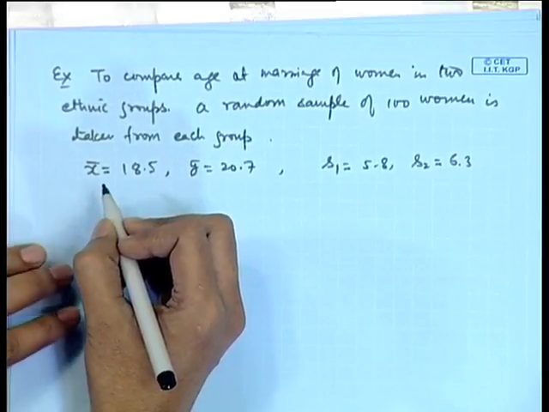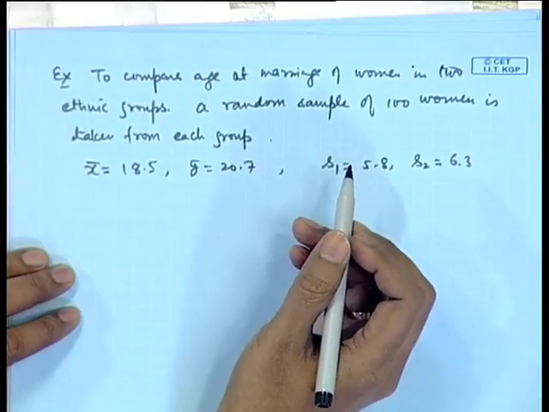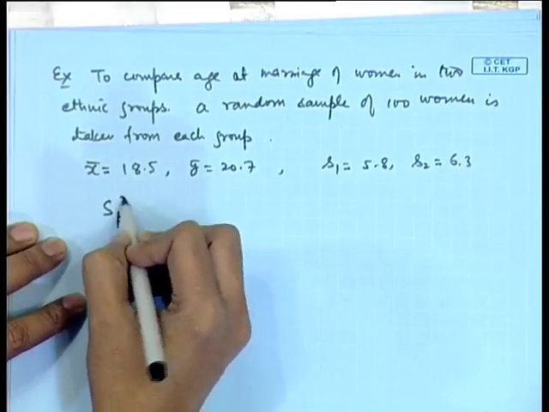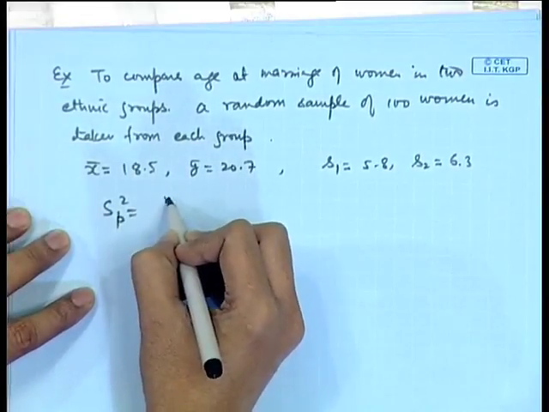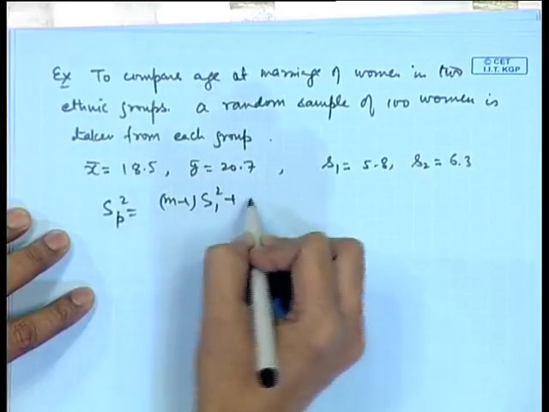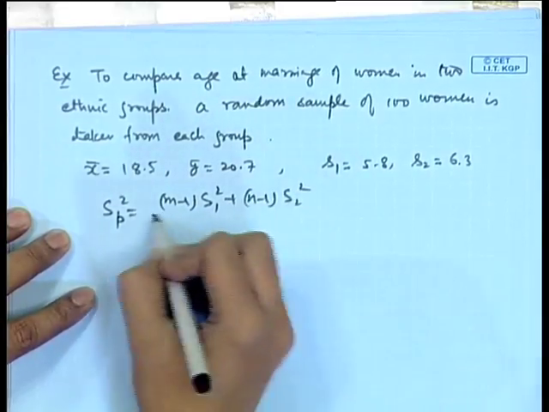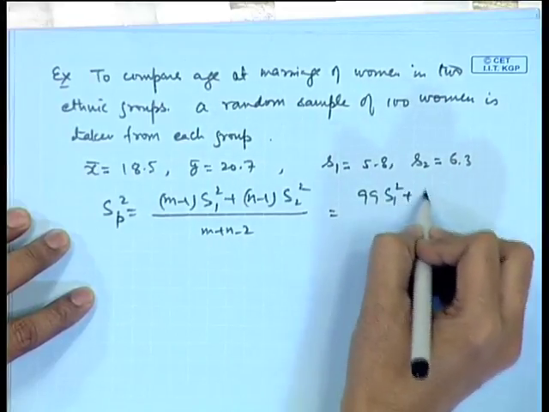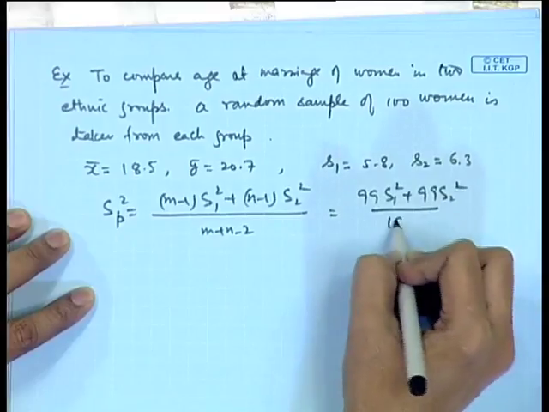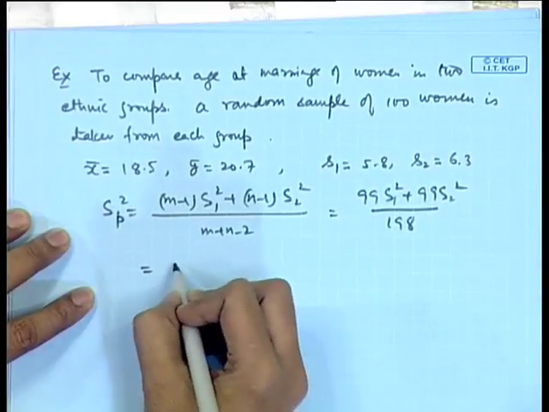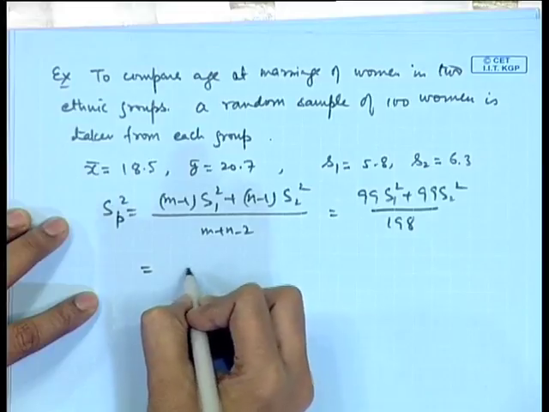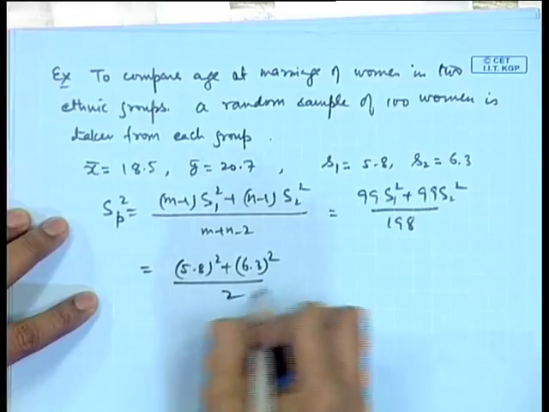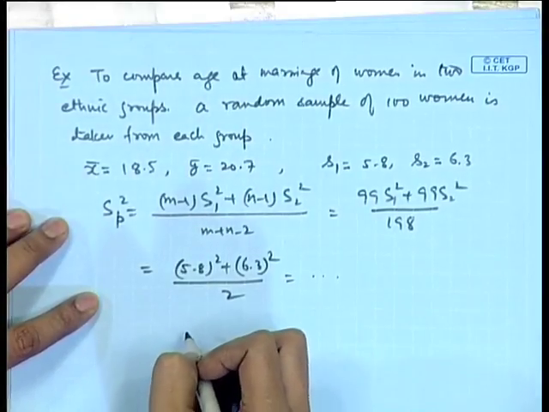So, we calculate here that we may use the model for S p square. So, S p square is equal to m minus 1 S 1 square plus n minus 1 S 2 square divided by m plus n minus 2, that is equal to 99 S 1 square plus 99 S 2 square by 198, that is equal to 5.8 square plus 6.3 square by 2. So, this value can be evaluated.